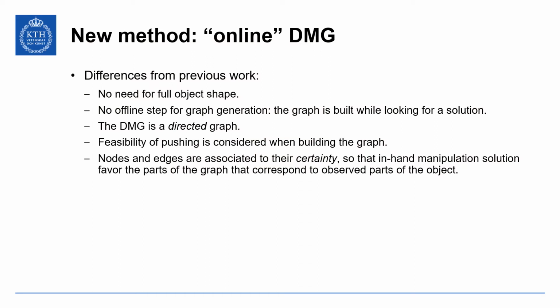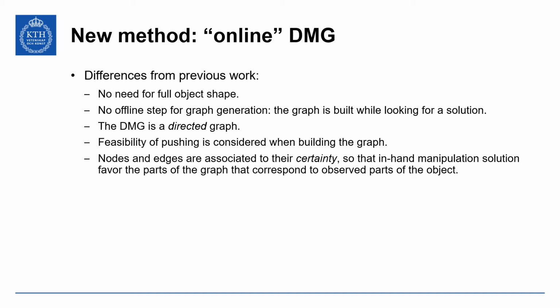In this work, we have addressed some of the limitations of our previous work and designed a new method, which we called online DMG. Compared with our previous work, we now address the situation in which the object's shape is unknown and must be inferred from sensory data. The graph is not built in an offline fashion, but it is built at the same time in which we look for an in-hand manipulation solution. We have also changed the graph structure, making it into a directed graph to underline the fact that it is not always possible to revert a certain motion.